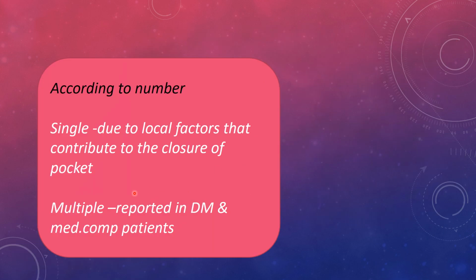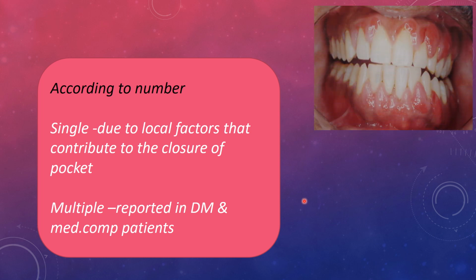According to the number of abscesses, it has been classified into single and multiple. Single is due to local factors that contribute to the closure of the pocket, so it will be accompanied by a single abscess or one site abscess, whereas multiple is mostly reported in diabetes mellitus patients and medically compromised patients. In that you will be seeing multiple abscesses. You can see in this picture that this patient has several abscesses.